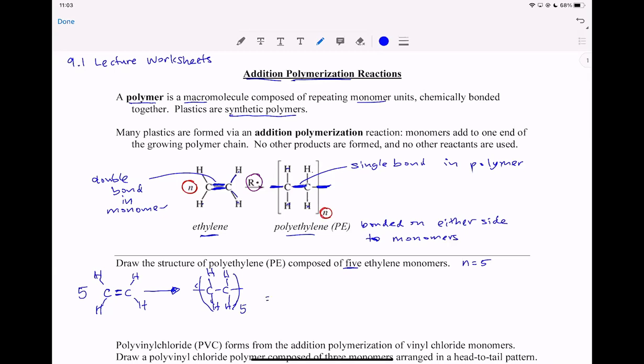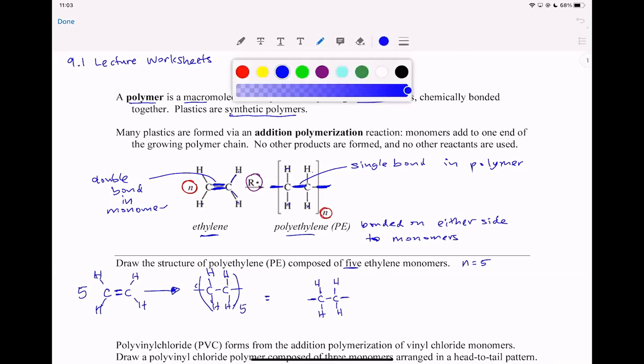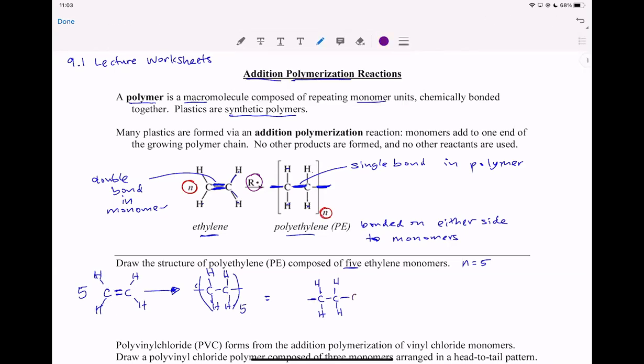And then there's going to be 5 monomers in there. So this is going to be 5 of these. The first one I'm going to draw in blue. This is 2 carbons with 4 hydrogens, and there are single bonds coming out of each carbon. So that's the first monomer. And then the next monomer I'm going to do in purple. So this is 2 carbons with 4 hydrogens. And notice those are all single bonds between the carbons, single bonds to the next monomer, and single bonds to the hydrogens.